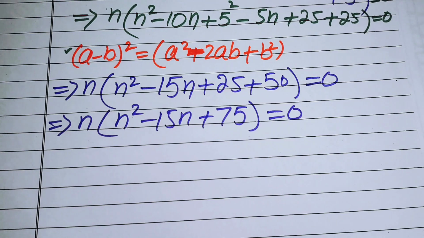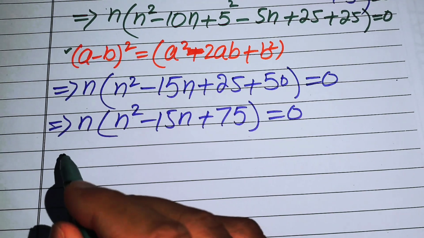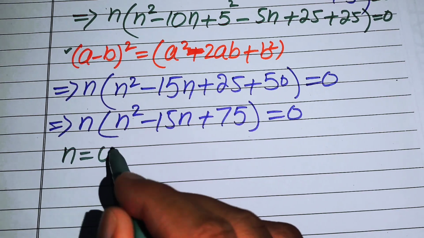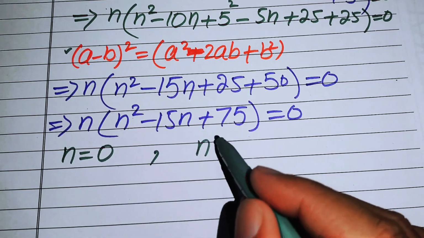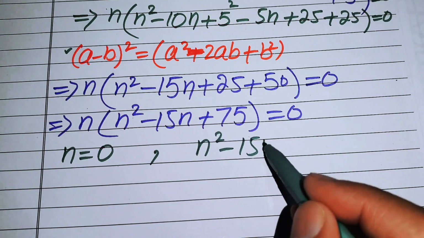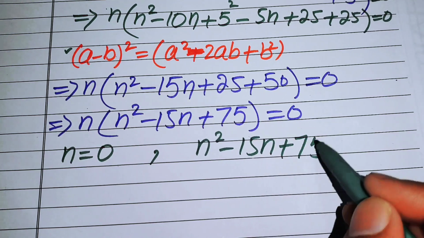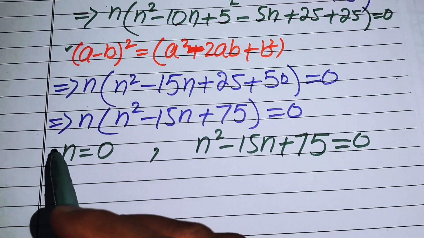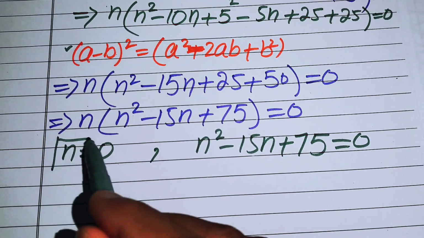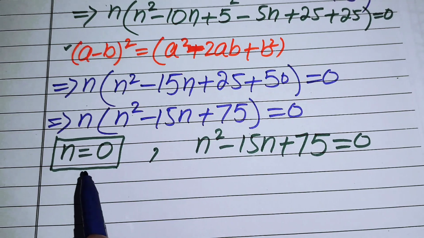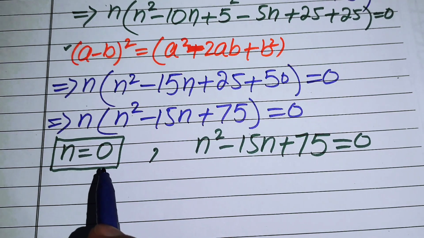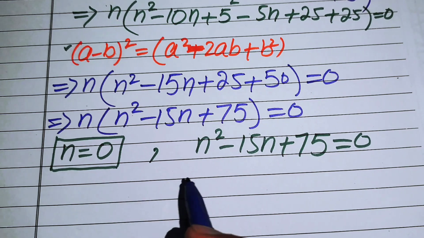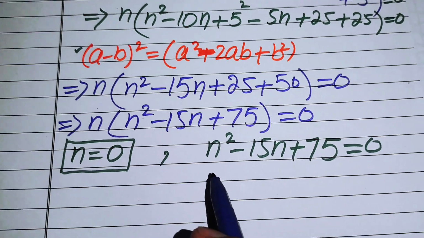So here we have two cases. The first case is we will write n equals to 0, and the other case is we write n squared minus 15n plus 75 equals to 0. So in this case we say that n equals to 0 is the trivial solution of the given problem, and now in order to find the other roots we will solve this nice quadratic equation here.